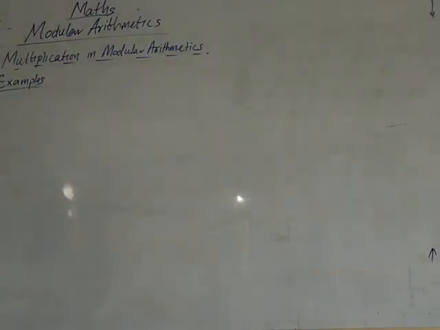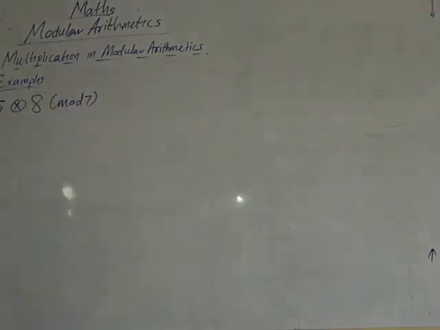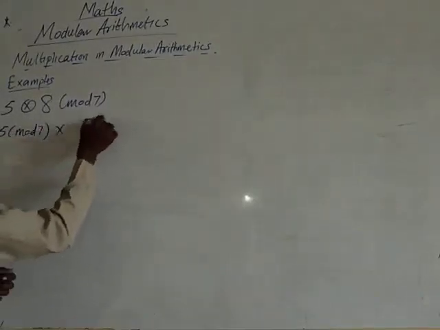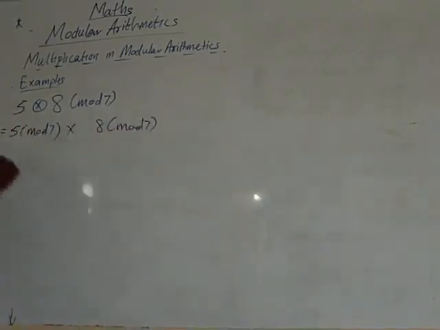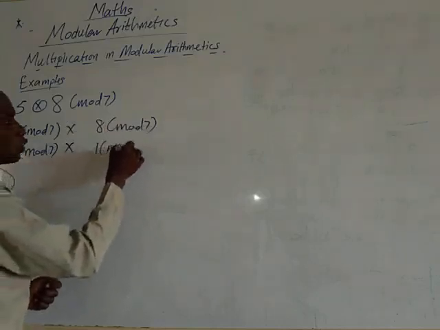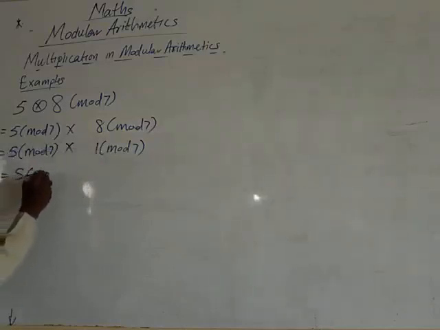For example, if I have 5 times 8 mod 7, there are two ways to do it. Let's separate them first: 5 mod 7 times 8 mod 7. 5 mod 7 cannot be reduced because it's already in the lowest form. But 8 is bigger than 7, so reducing it will give me 1 mod 7. This makes it simpler. Just 1 times 5 gives me 5. So I have the value 5 mod 7.